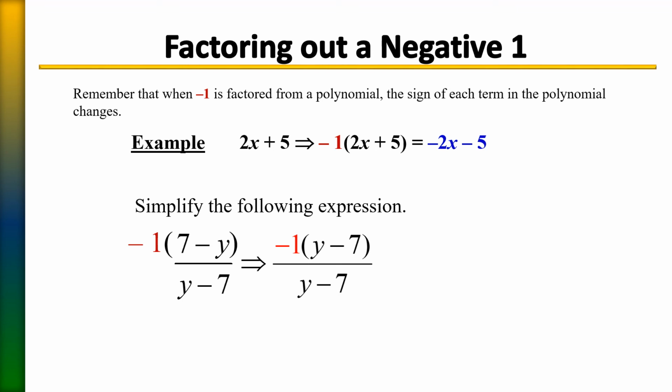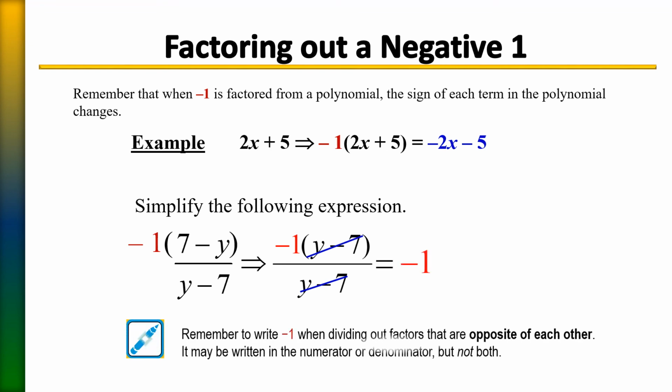And now we are able to cancel, because before there was nothing that canceled out with this problem. There was no way for us to simplify this. The only way to simplify these special cases is to factor out a negative 1, because then you will have common factors. And our common factor here is y minus 7. And again, what we're left with is our answer. So in this case, we are left with an answer of simply negative 1. And there you have it, factoring out a negative 1 in cases where the top and bottom are opposites of each other.